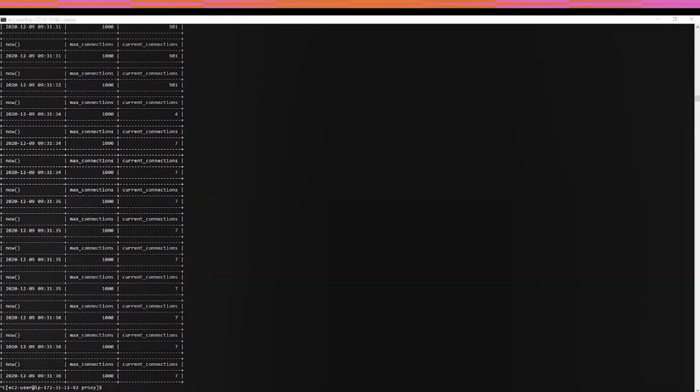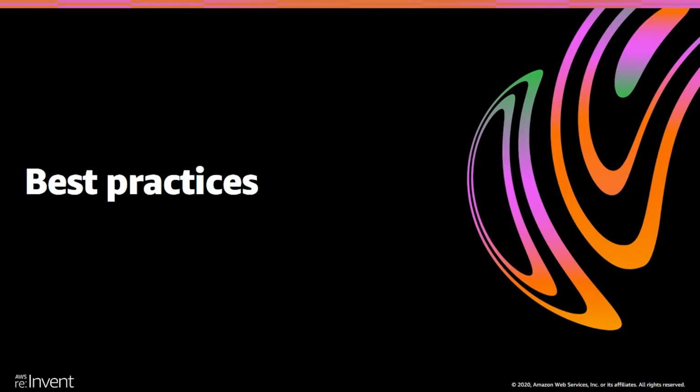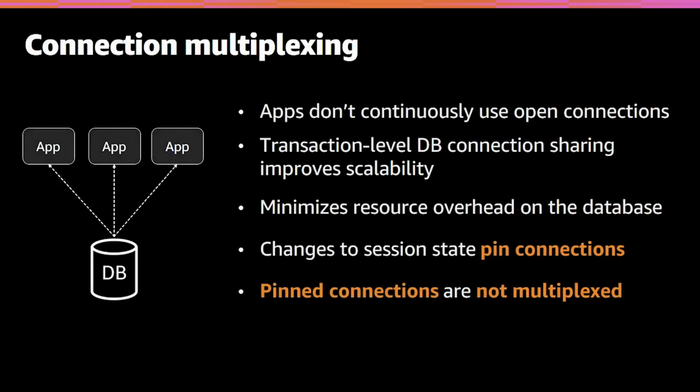So that concludes our demo. It showed us that we are able to scale instantaneously with RDS Proxy, and also able to provide seamless and faster failovers. Some of the best practices that we learned from customers, as I said previously, are that applications don't continuously use connections. One application has a transaction go through, it's done with it, then the next application instance asks for a connection, and so on. So RDS Proxy is doing this transaction level load balancing and sharing that improves scalability.